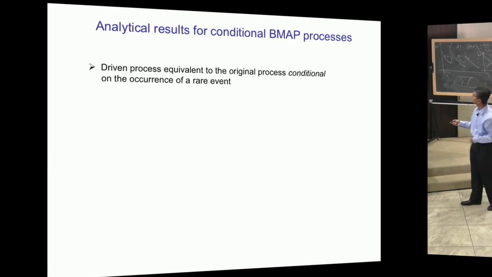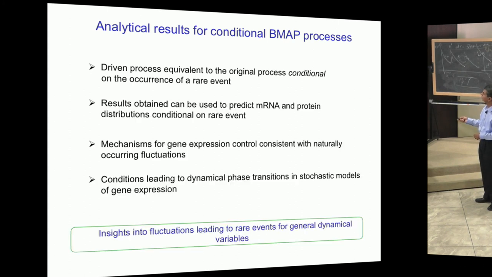I want to also quickly talk about something that's even more interesting. It's not just that we can get the probabilities of rare events; we can also see what is the most likely way the rare event arose. This is by looking at something called the driven process in non-equilibrium statmech. The idea is you're interested in the original process, but you want to condition it on a rare event.